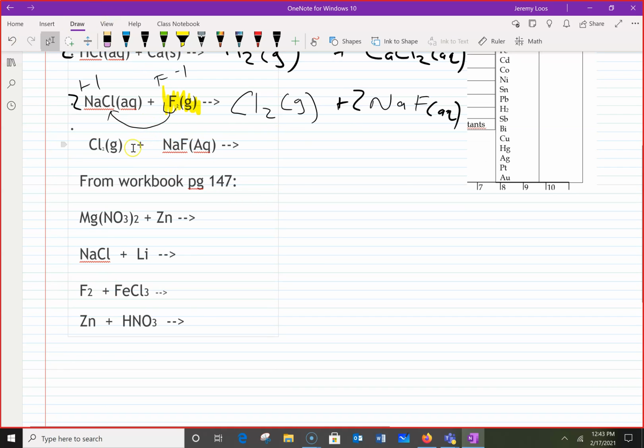This one here is the exact opposite of the one we just did. So, if you're really on the ball, you may realize already there's going to be no reaction, but it is a nonmetal replacement because this is a nonmetal. And the question I ask myself is, where is the chlorine compared to fluorine? And as we just saw, fluorine is above chlorine, so therefore this is going to be a no reaction.